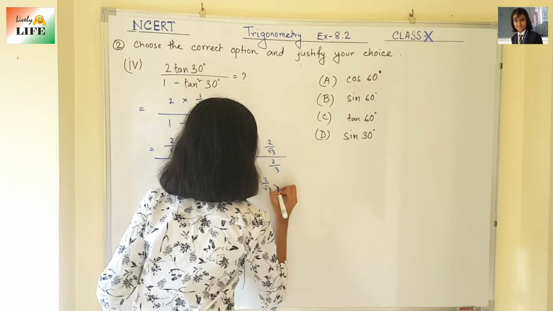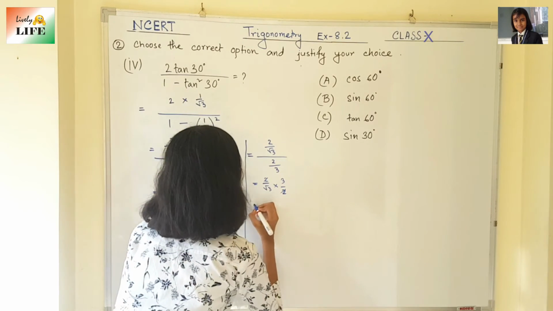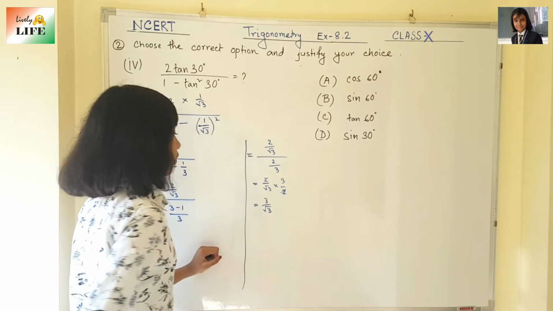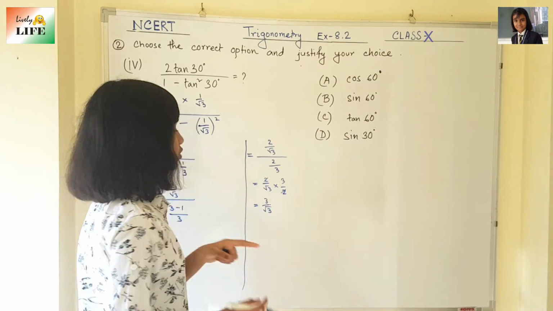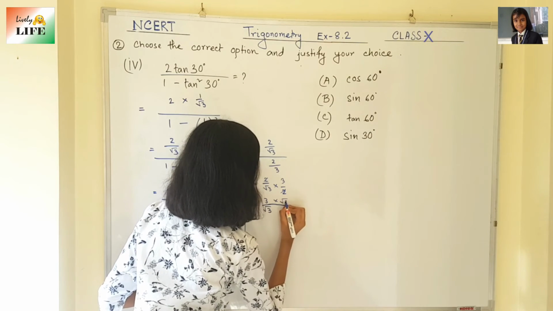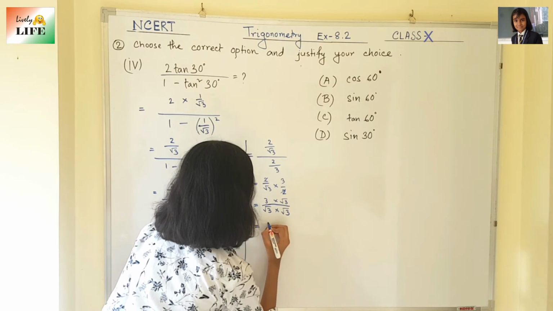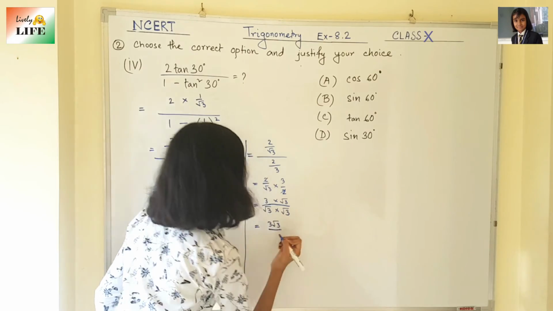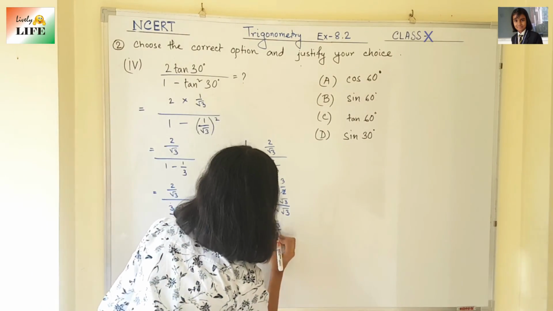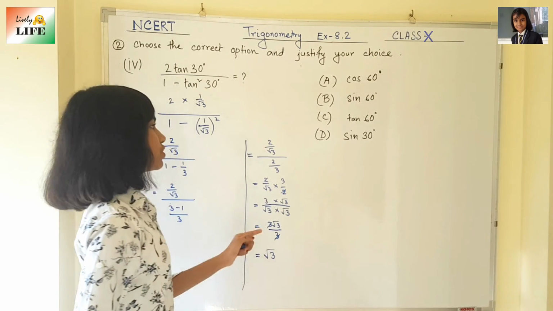2 by root 3 into 3 by 2, 2 will be cut, 3 by root 3. Now we are going to multiply this 3 by root 3 whole with root 3, okay. So 3 into root 3 by root 3 into root 3. So it will be 3 root 3, and here root 3 into root 3 is what? It is 3. Root 3 whole square, right? 3. 3 will be cut. What is the answer? It is root 3.